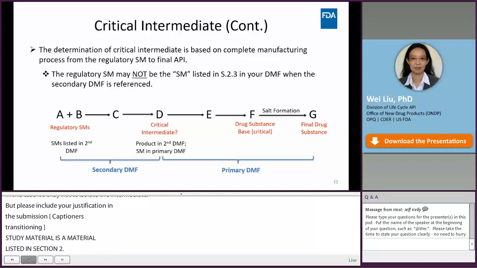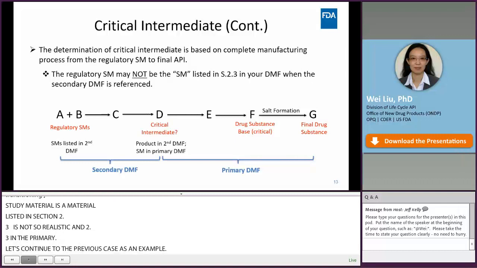Let's continue to use the previous case as an example. We assume the secondary DMF covers the manufacture process from A and B to D, while the primary DMF covers the process from D to final drug substance G. Now D is the product in the secondary DMF.